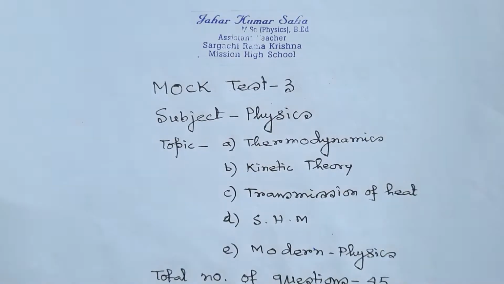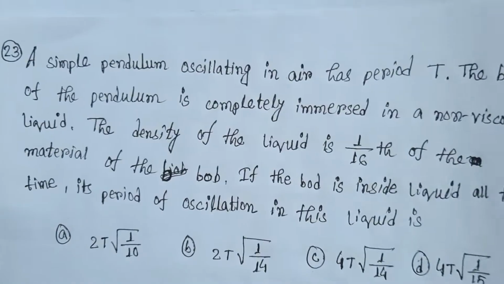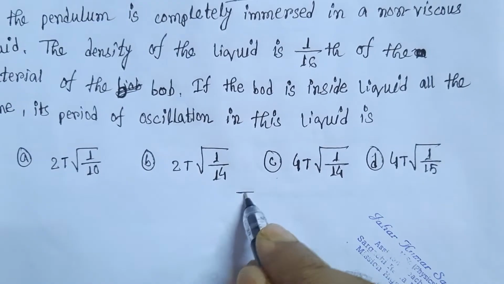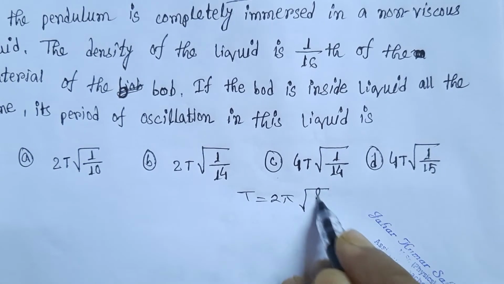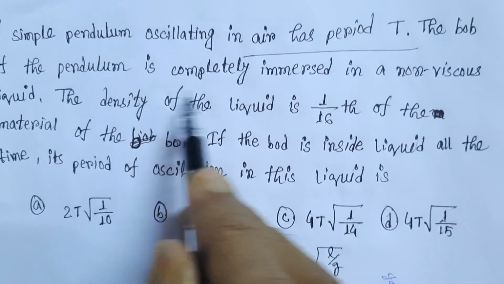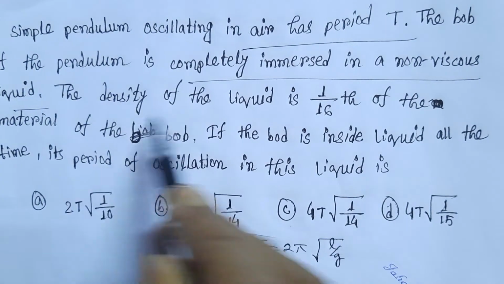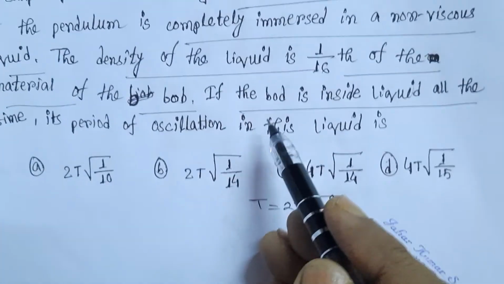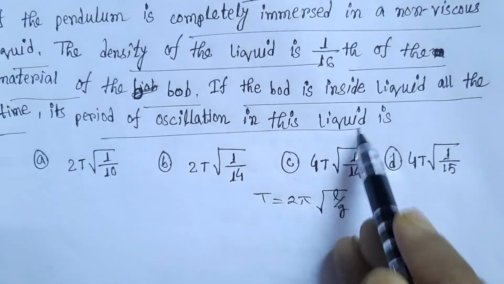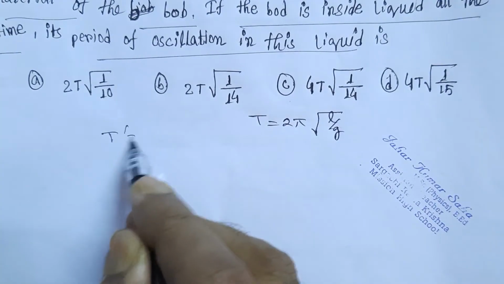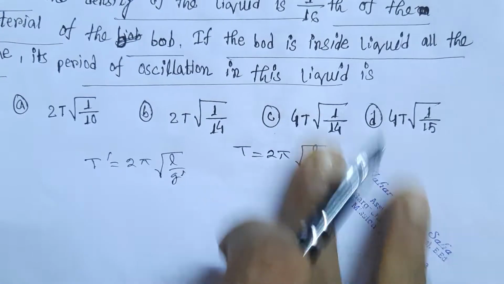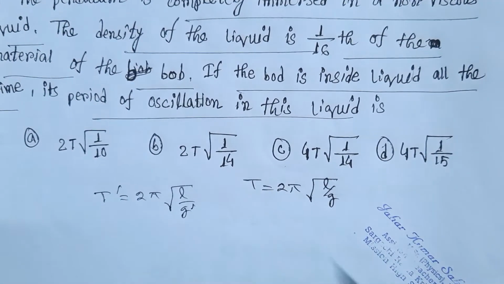Now, switch over to the next question, question number 23. A simple pendulum oscillating in air has time period T, that is T equals 2 pi root L by g. The bob of the pendulum is completely immersed in a non-viscous liquid. The density of the liquid is 1/16 of the material of the bob. If the bob is inside the liquid all the time, what is its period of oscillation? Now, the period of oscillation T dash equals 2 pi root L by g dash. When the bob is immersed in a liquid, we have to calculate the equivalent g dash in this case.